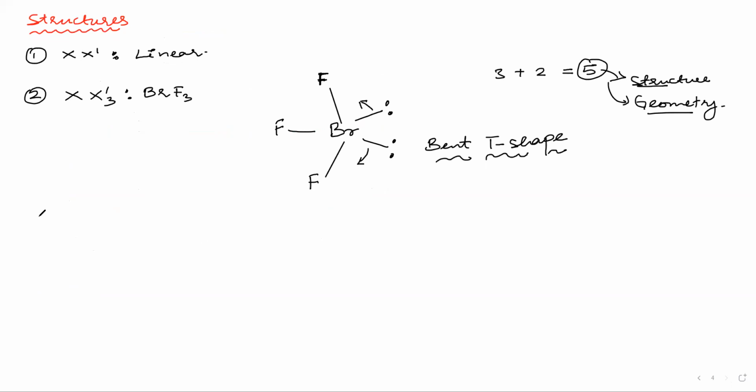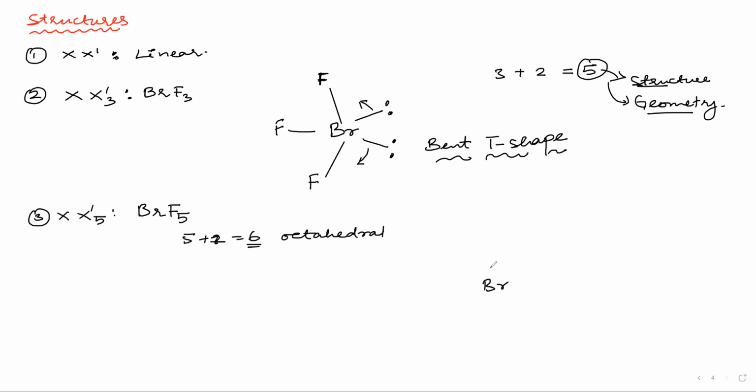AX5. Now, when you have AX5, let us take the example of BrF5. Now, in BrF5, we have how many lone pairs? We have 5 bonding pairs plus 1 lone pair, which is equal to 6. That is why it will be octahedral. Right? It will be octahedral.